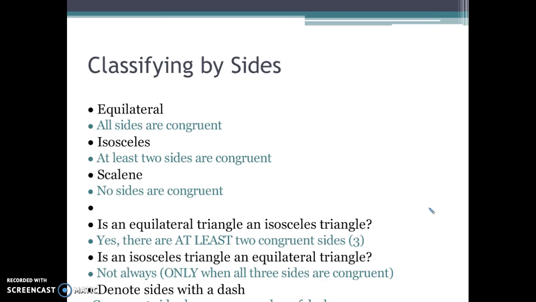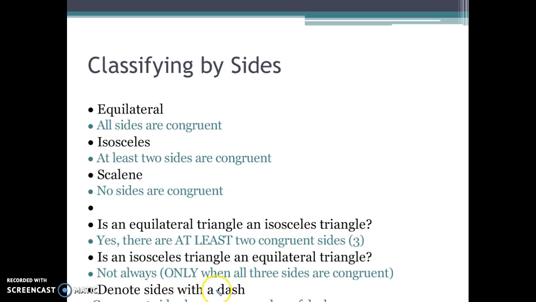Then we can classify by sides. So if we classify by sides, you can have equilateral, where all the sides are the same, isosceles, where at least two sides are the same, and scalene, where none of them are the same. Okay, so then we have the question, is an equilateral triangle an isosceles triangle? Yes, because there are at least two congruent sides. An isosceles triangle is not always an equilateral triangle because it means that only two sides have to be the same. In equilateral, you have to have all three.